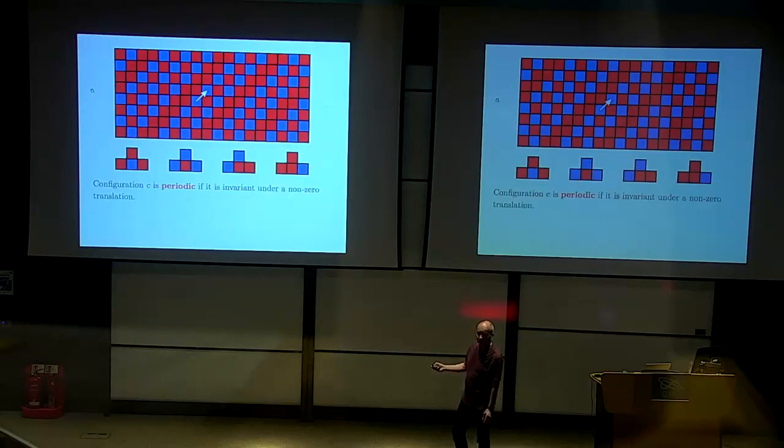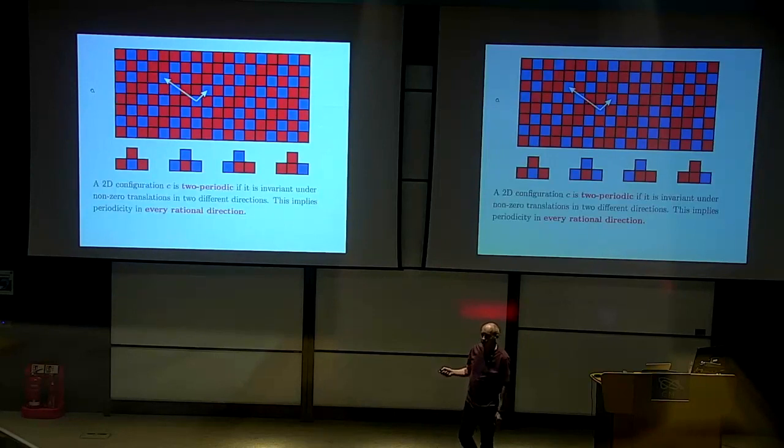And periodicity, we all know what it means. Periodicity just means that some translation keeps your coloring unchanged. So when you shift your coloring by some arrow, all the colors will map to the same color.